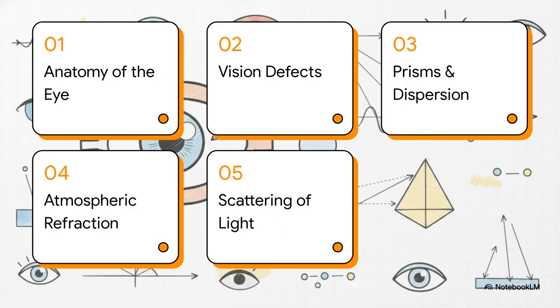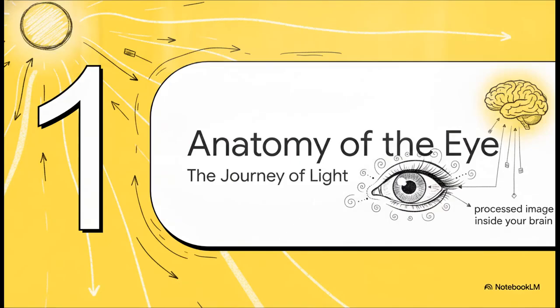We'll start with the anatomy of the eye, move into vision defects, and then check out prisms and dispersion, atmospheric refraction, and finally, the scattering of light. All right, let's jump straight into Section 1, Anatomy of the Eye, the Journey of Light.